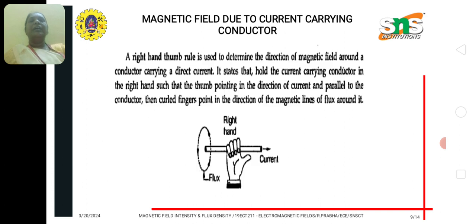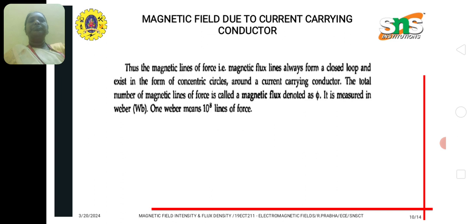We have the right hand thumb rule, which is used to determine the direction of the magnetic field around a conductor which carries a DC current. According to the right hand thumb rule, if we hold the current carrying conductor in the right hand such that the thumb points in the direction of current and parallel to the conductor, then the curved fingers point in the direction of the magnetic field around it. Thus the magnetic lines of force, that is the magnetic flux, always form a closed loop, existing in the form of concentric circles around a current carrying conductor.